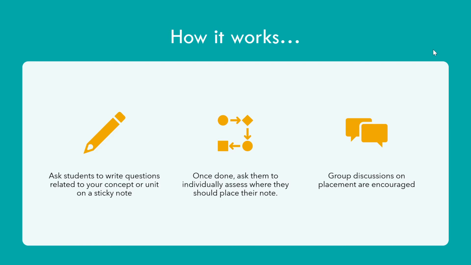Now, once they get done writing as many questions as they possibly want to, ask them to one by one assess where they should place their note on the 4 quadrants. If you remember, we had 4 different headers. So ask the students to look at those headers, look at their question once again.